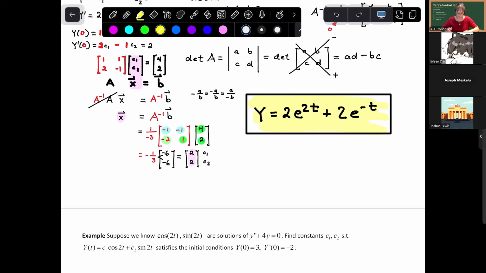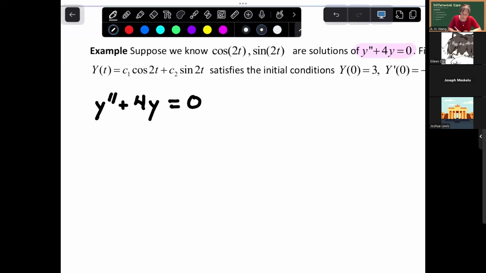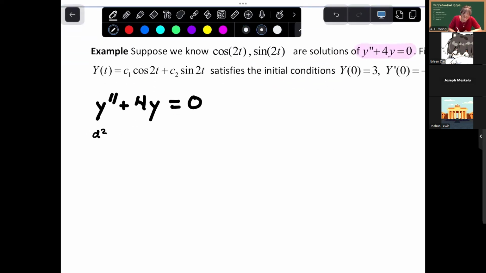Okay, got it. All right, so let's go ahead and practice this one. Here's our differential equation. We've got some solutions. We want to find constants so that it satisfies this initial condition. So let's write down the differential equation just for practice. I'm recopying the pink. Now we're going to practice writing the differential equation. Let me go ahead. This is the second derivative.